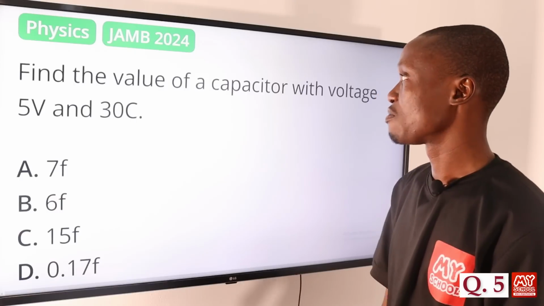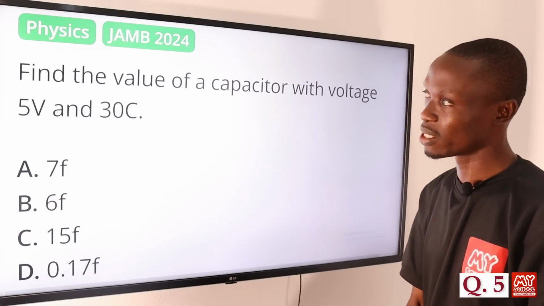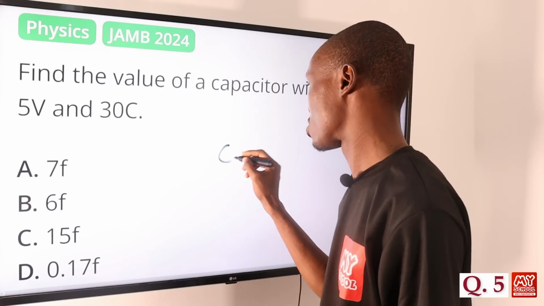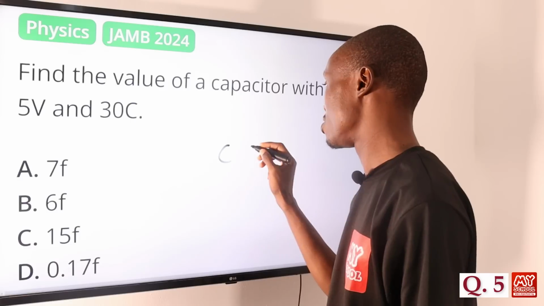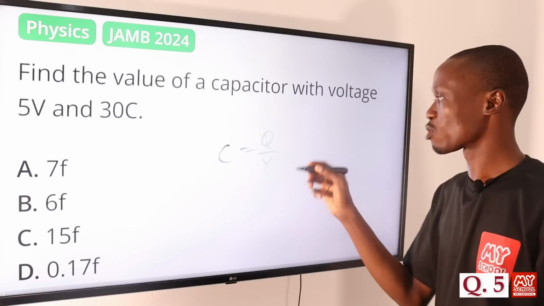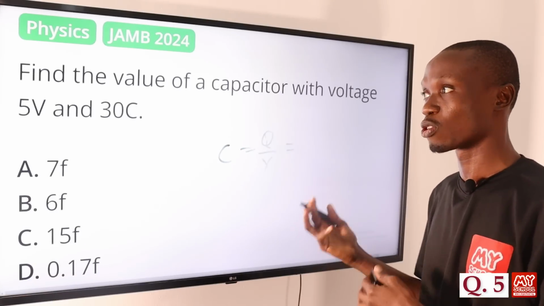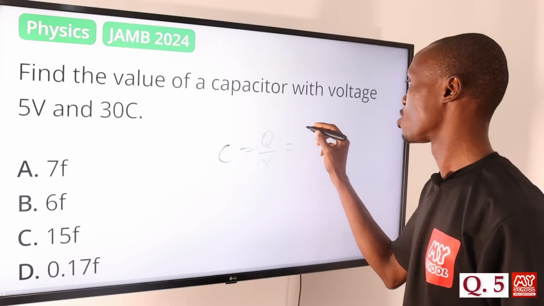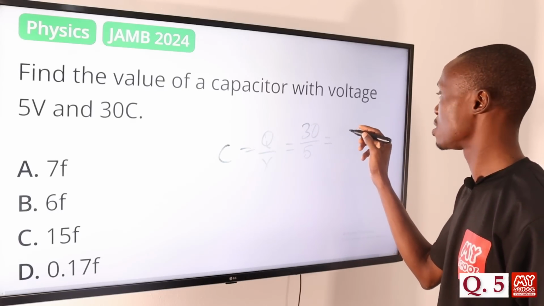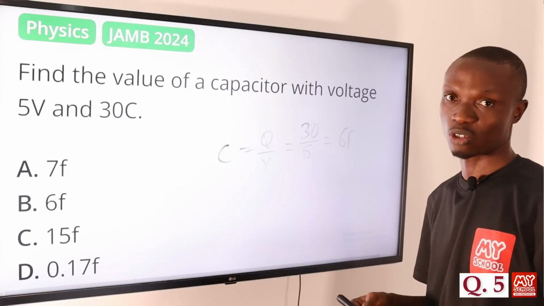Question 5. Find the value of a capacitor with voltage 5 volts and 30 coulombs. So we know that capacitance C is equal to quantity of charge all over voltage, right? In this question, we are given quantity of charge equals 30 coulombs and voltage equals 5. So we just substitute: 30 divided by 5 equals 6 farad. So that makes option B the correct answer to this question.